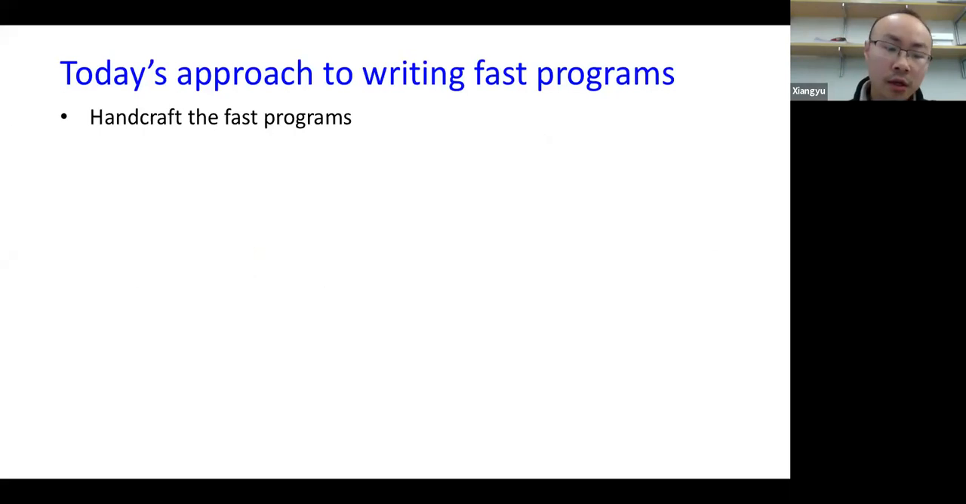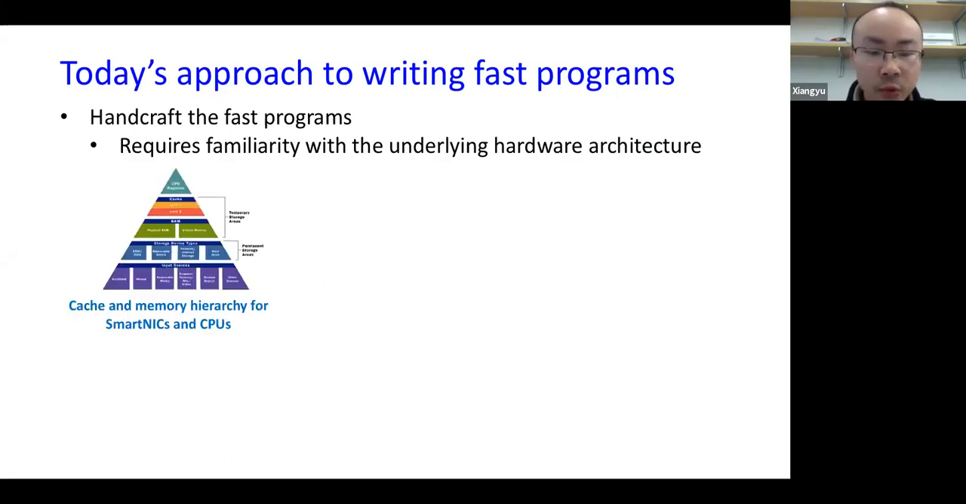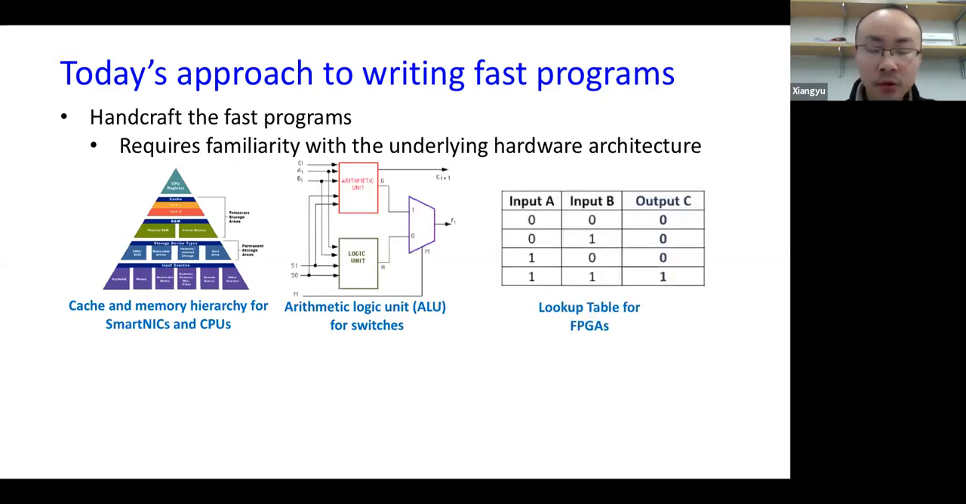First, we can handcraft the programs, but it requires manual optimization by experts who are familiar with almost every underlying hardware architecture. For example, they must be aware of the cache and memory hierarchy for CPUs and SmartNICs, and they must be aware of the arithmetic logic units, or ALUs, for switches, or lookup tables of an FPGA platform. For instance, Microsoft had a dedicated team of hardware engineers to program its FPGA-based SmartNIC.